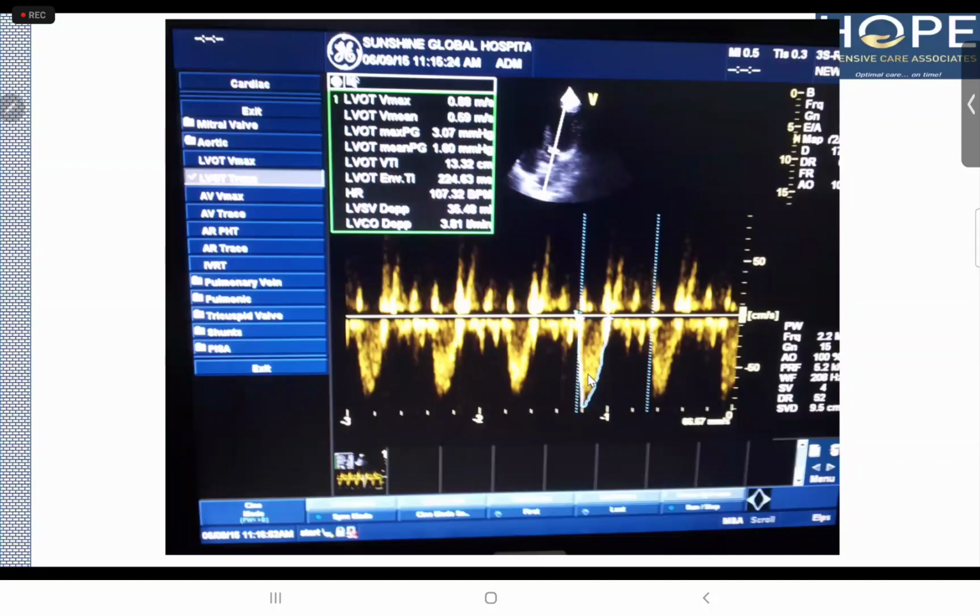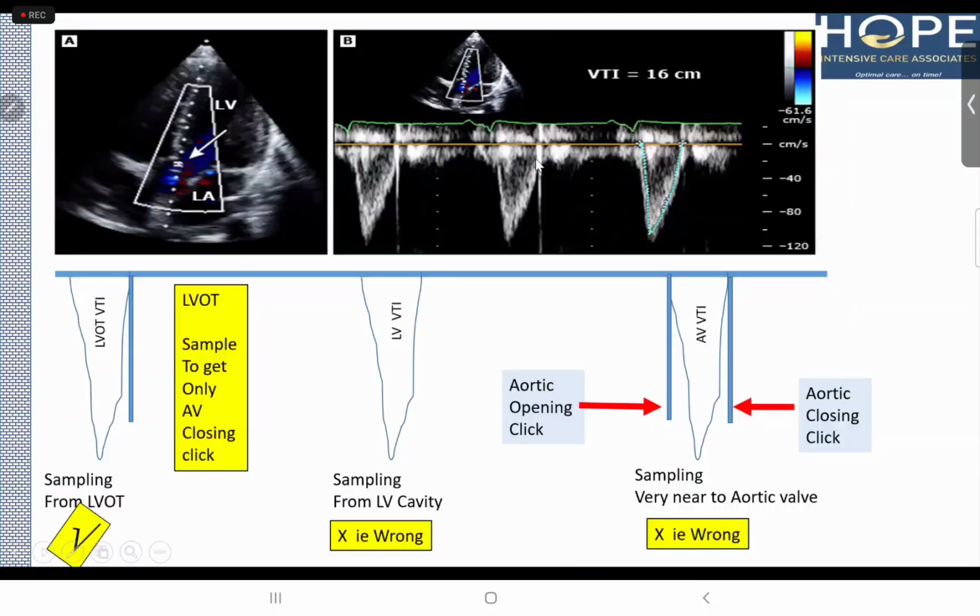So before you jump in, you need to have a perfect idea of how to generate the image, where to put the cursor. You need to have the LVOT envelope seen, smooth, followed by the aortic valve closing click. The click after the envelope is a must. If it's there, that means your sampling volume is properly in the LVOT, and then you should measure it.